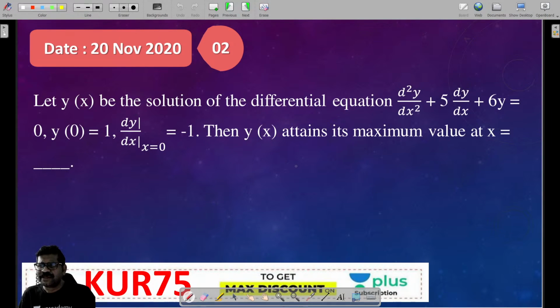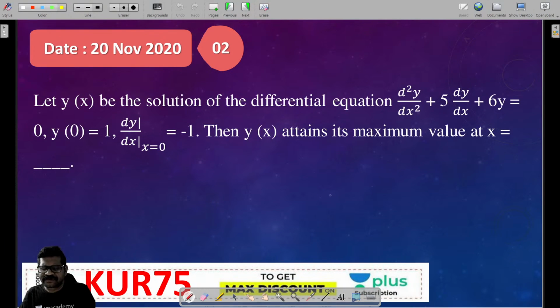Now, y of x is the solution of the differential equation d square y by dx square plus 5 dy by dx plus 6y equal to 0, y of 0 equal to 1, dy by dx at x equal to 0 is minus 1. Then y of x attains maximum value at x equal to what? It is a problem designed on not only differential equations but also the maxima and minima concept.